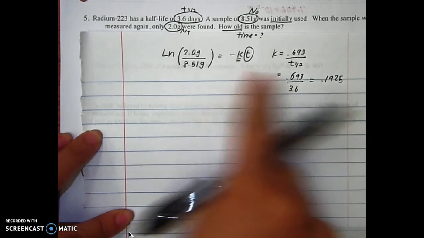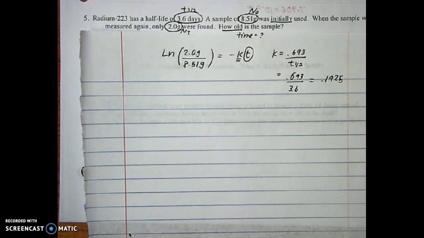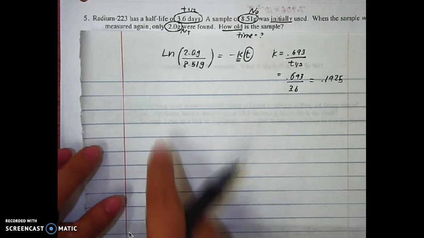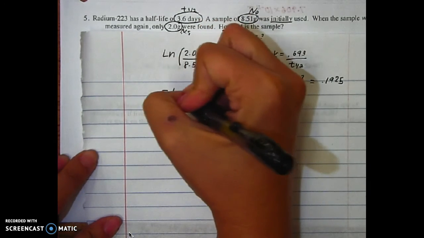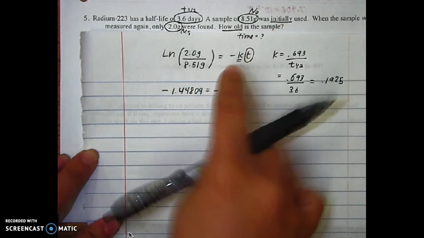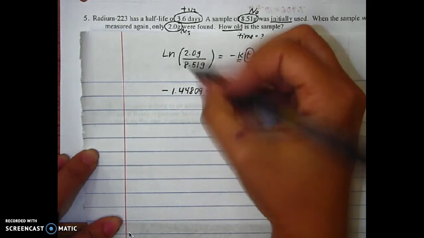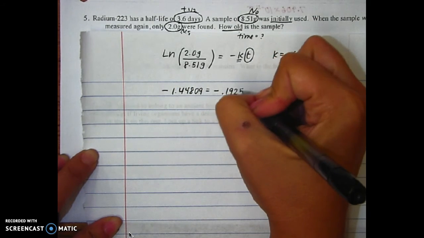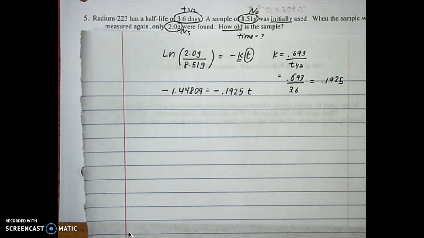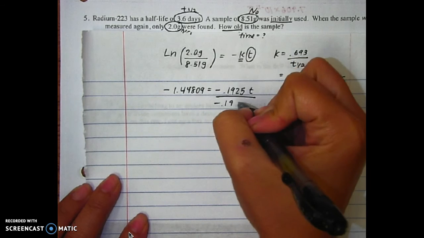So this is going to go right in there for the k, and then we have natural log, and I'm going to go ahead and simplify that. It's 2 divided by 8.51, and when I punch that out on my calculator, I get negative 1.44809 is equal to negative k times t, and we solve for the k, it's 0.1925, and we have time. So pretty much the rest of this is just solving for t. We're going to divide both sides by the 0.1925.